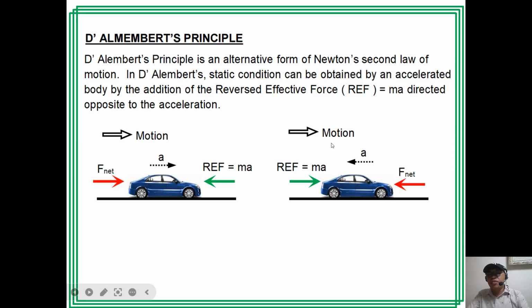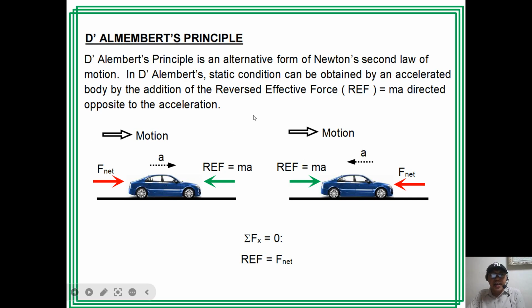So by the addition of the reverse effective force to the moving body, where the body is moving with acceleration, you can now apply our static equation. So in this situation here, we can now sum up forces along x equal to 0, and we have the net force equal to the reverse effective force. Then substituting the reverse effective force equal to the mass times acceleration. So as you notice, still we have the Newton's second law equation.